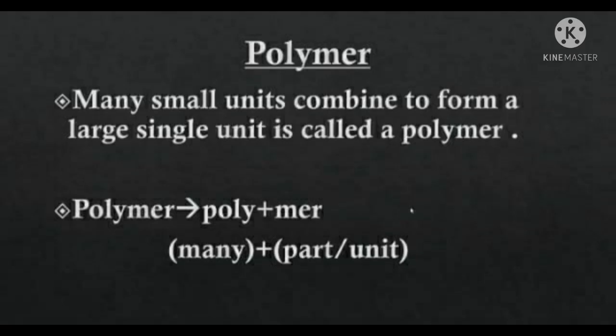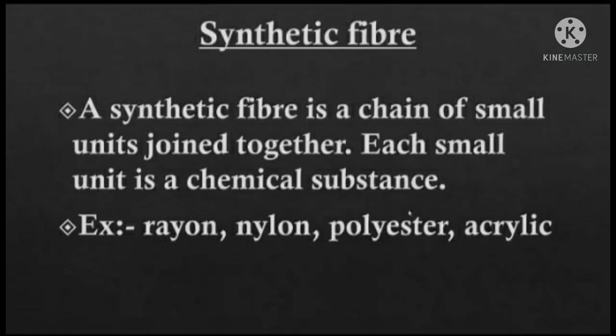So, what is a polymer? Many small units combine to form a large single unit, which is called a polymer. Polymer comes from two Greek words, poly and mer. Poly means many and mer means part or unit. So what is a synthetic fiber? A synthetic fiber is a chain of small units joined together.